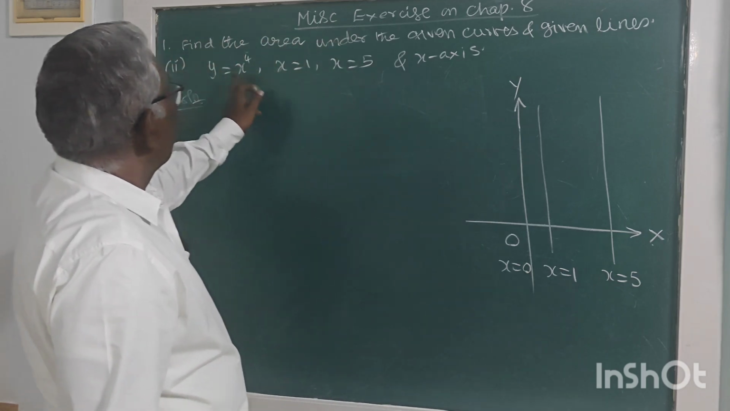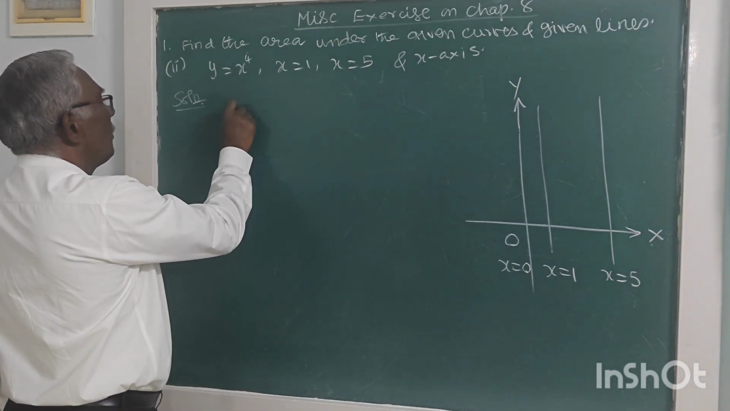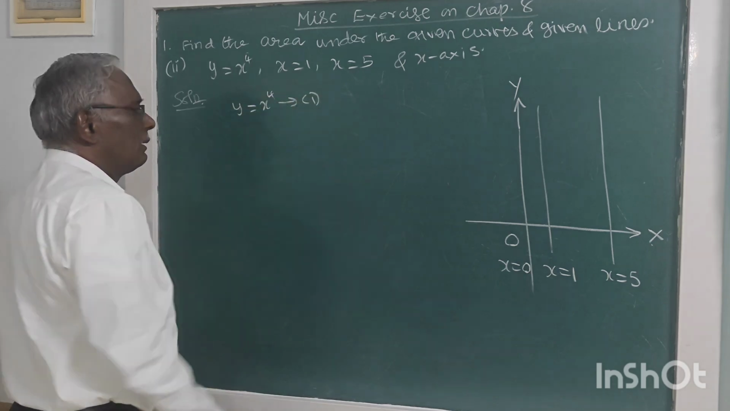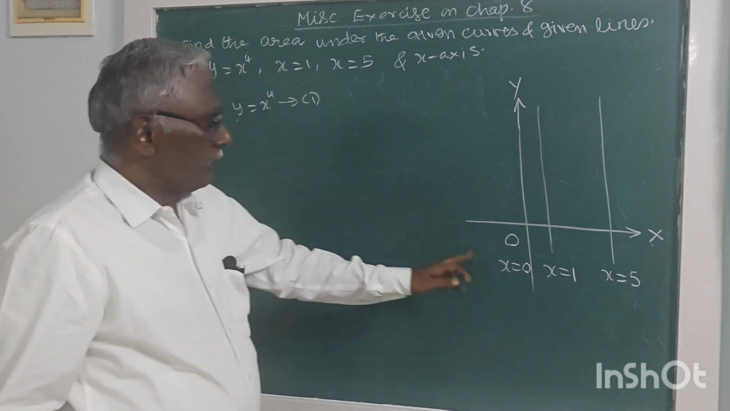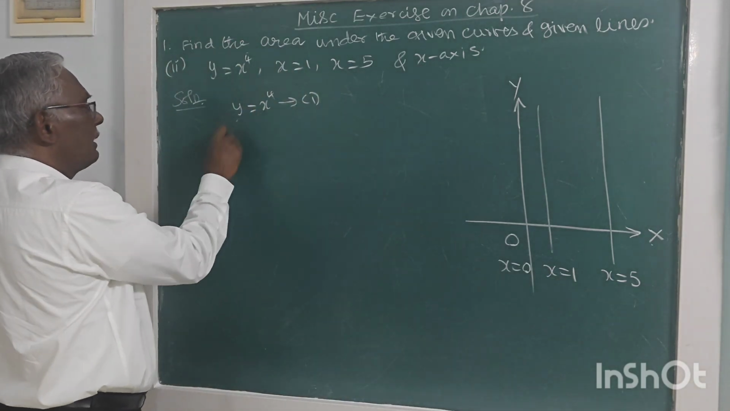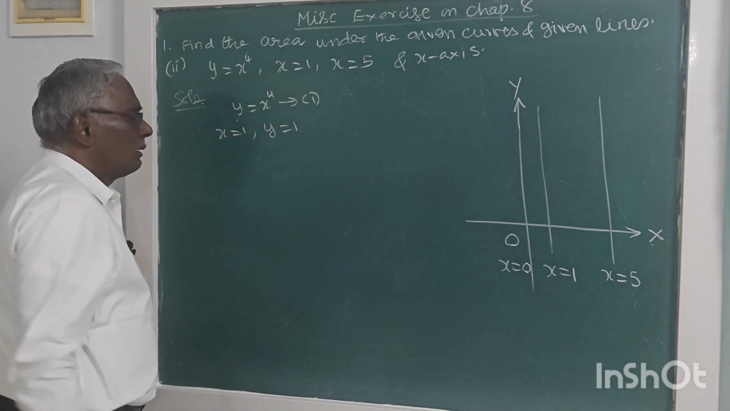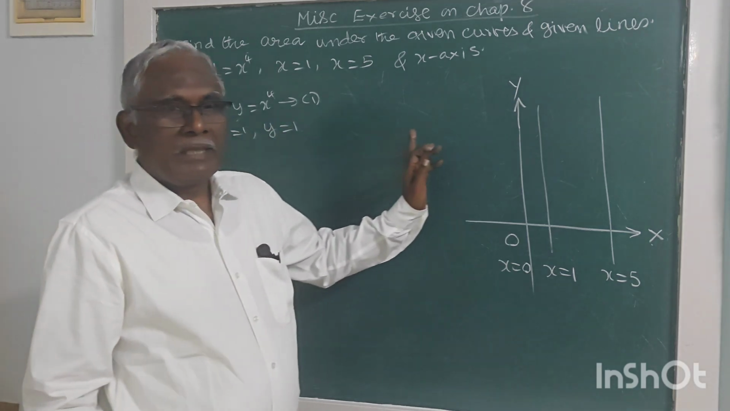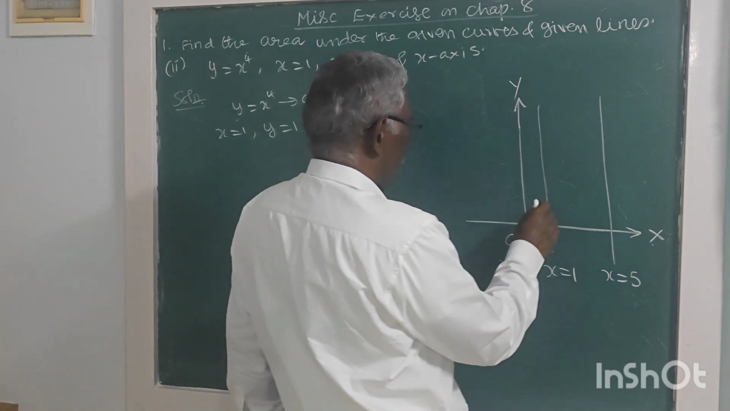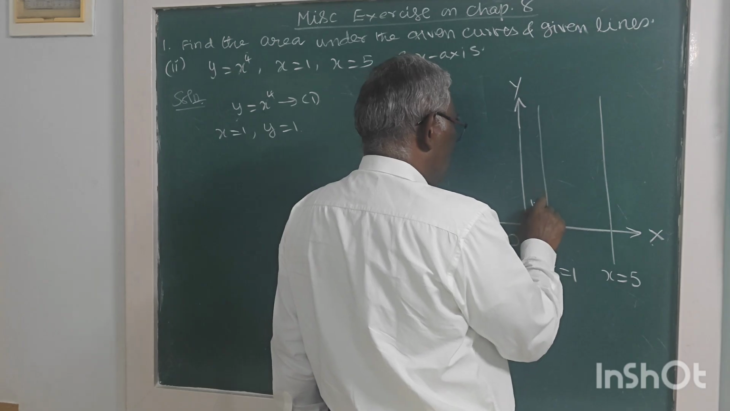Now, in this curve, y is equal to x power 4. On solving this curve with the line x is equal to 1, put x is equal to 1 here. So, y also 1. So, 1 comma 1 is the intersection of this curve with the line x is equal to 1. This point.